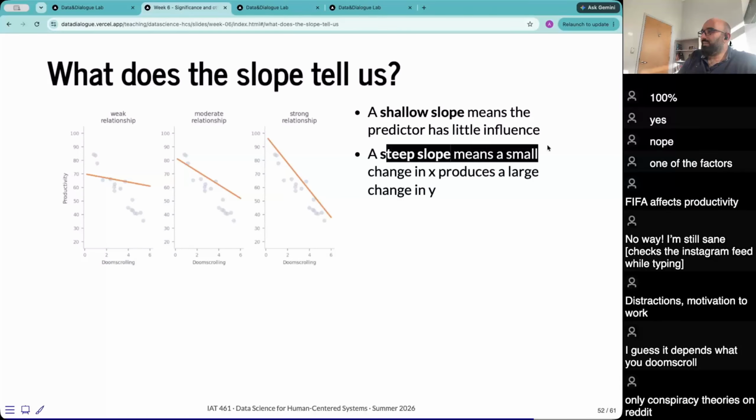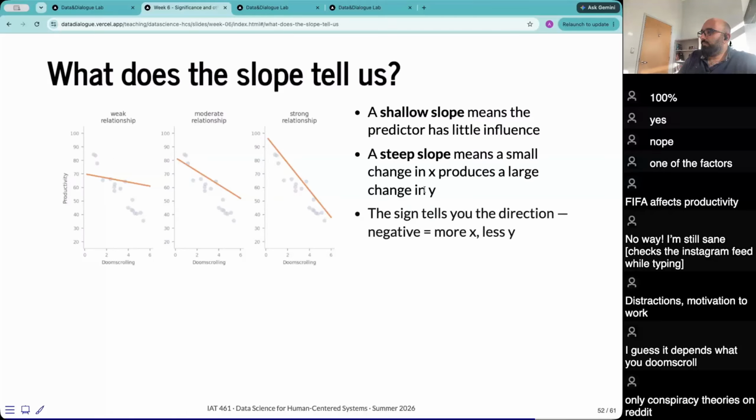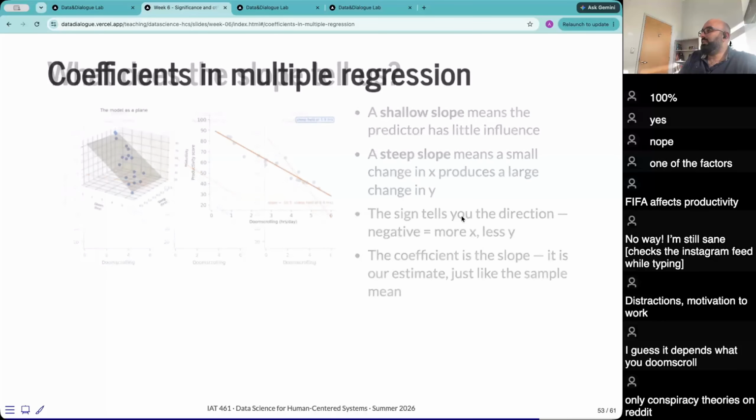A steep slope means a small change in X, and doom scrolling produces a lot of change in Y. The sign tells you the direction. Is it negative? Is it positive? So this is called a coefficient, which is a slope. It is our estimate, just like the sample mean.